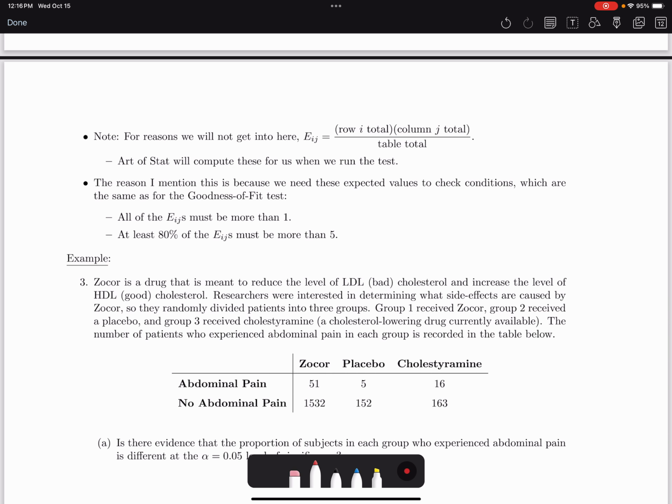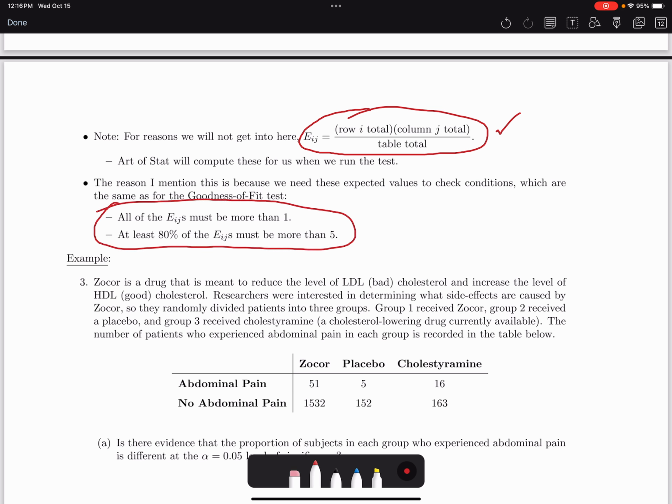So the first bullet point here says, for reasons that we're not going to get into, this is how we compute the E sub ij's, the expected values, right? The O sub ij's are not computed, those are observed, but the E sub ij's can be computed, and this is how we do so. And again, I'm not going to get into a ton of detail as to why that is the case. The good news is that ArtofStat will compute these values for us, and that's important because we have to have those expected values in order to check conditions, okay?